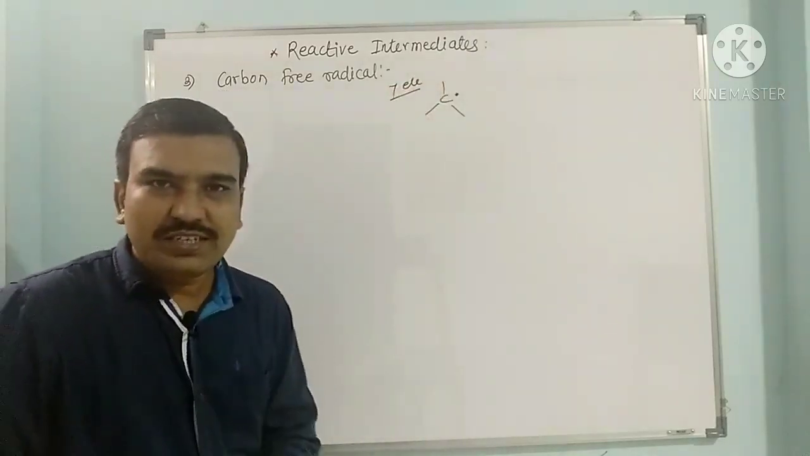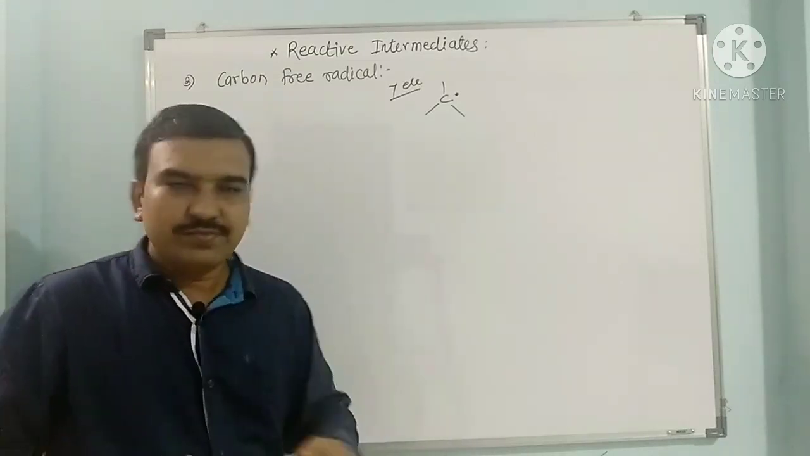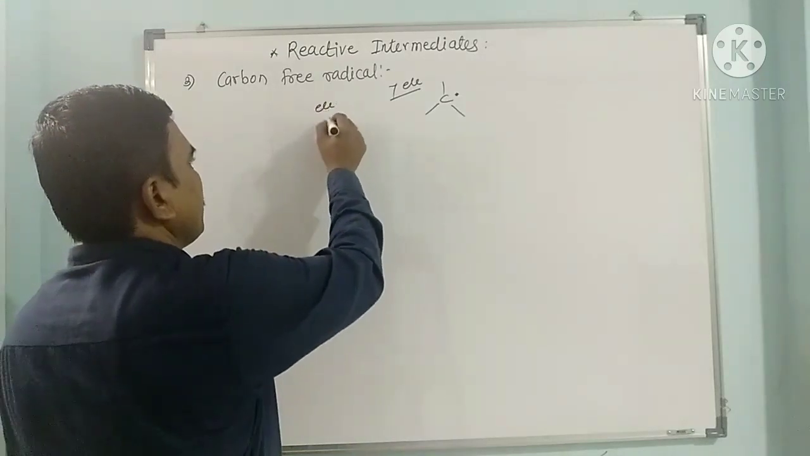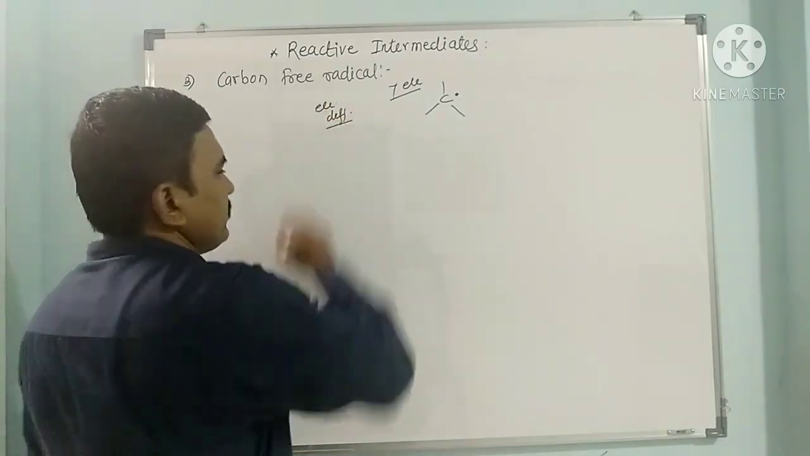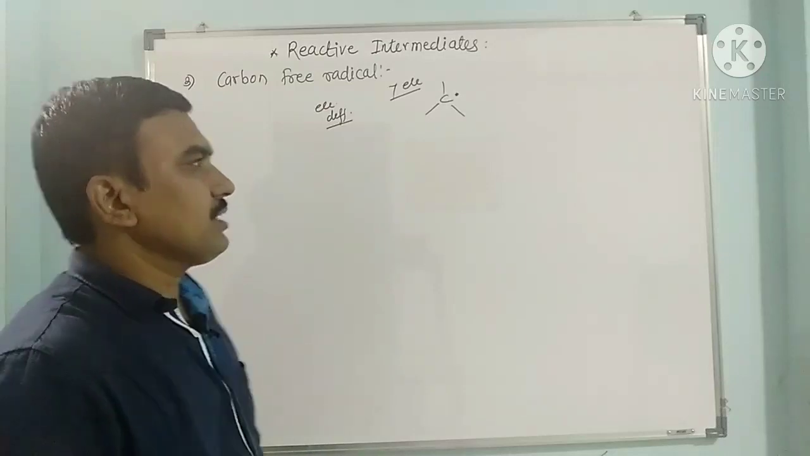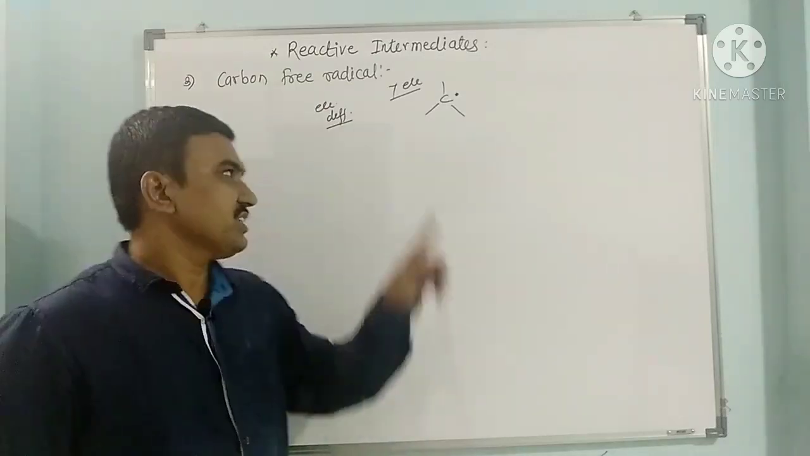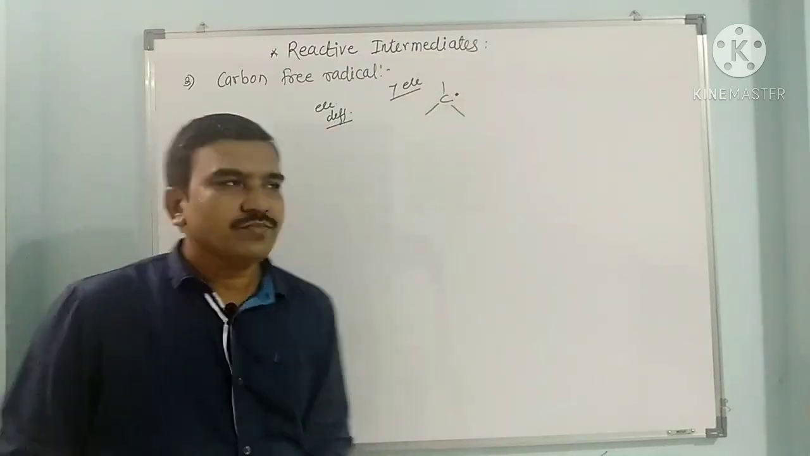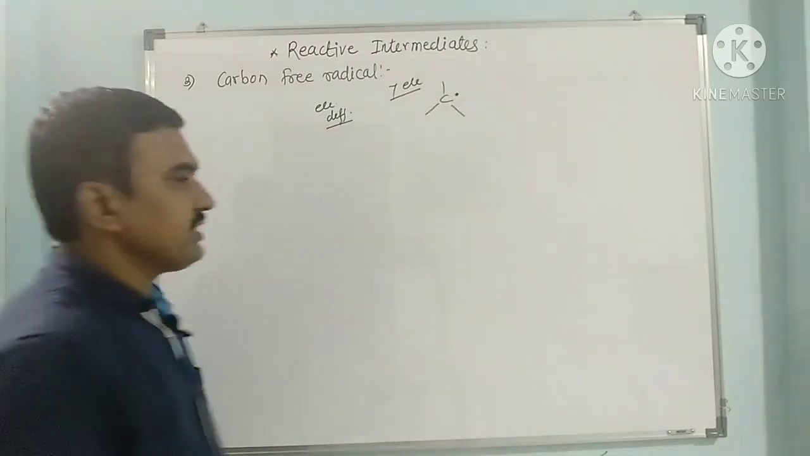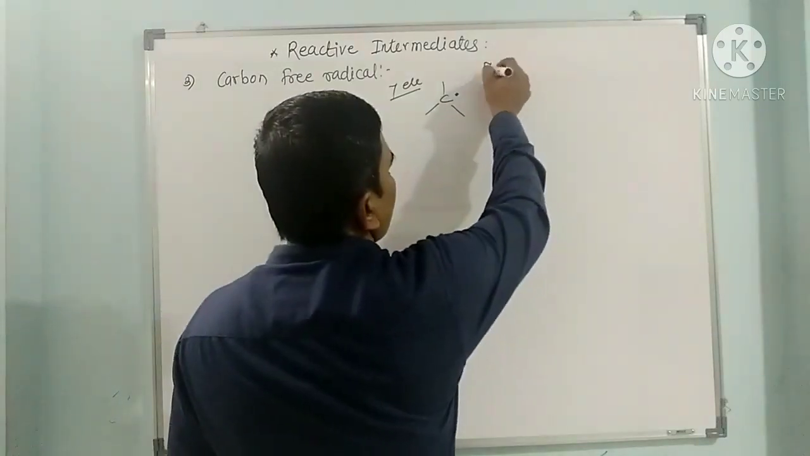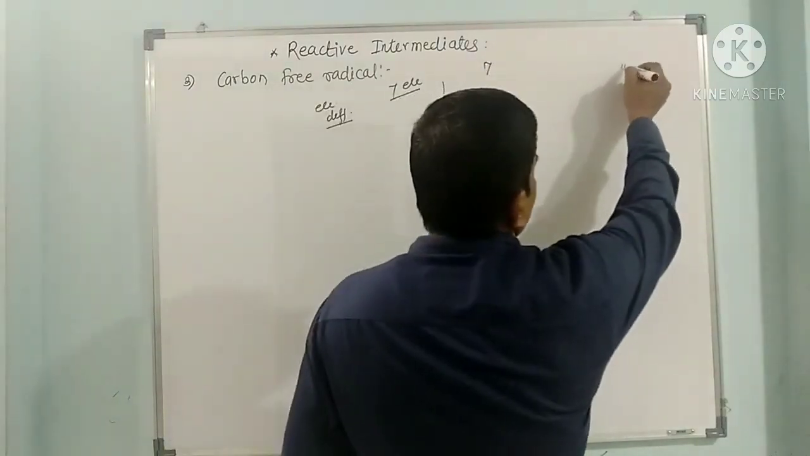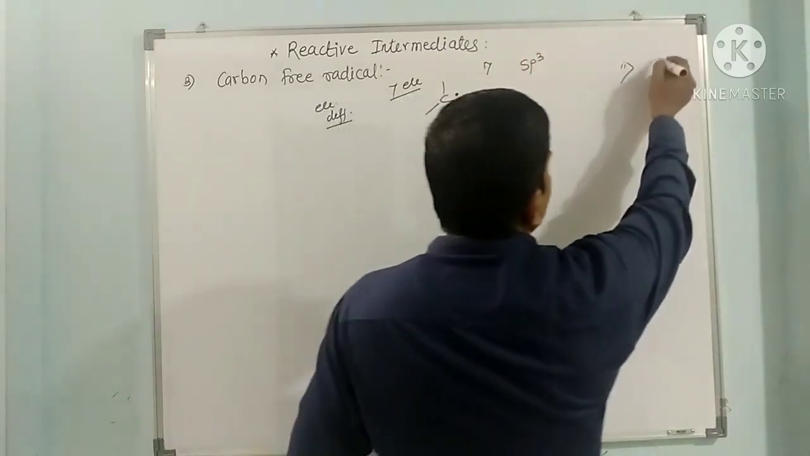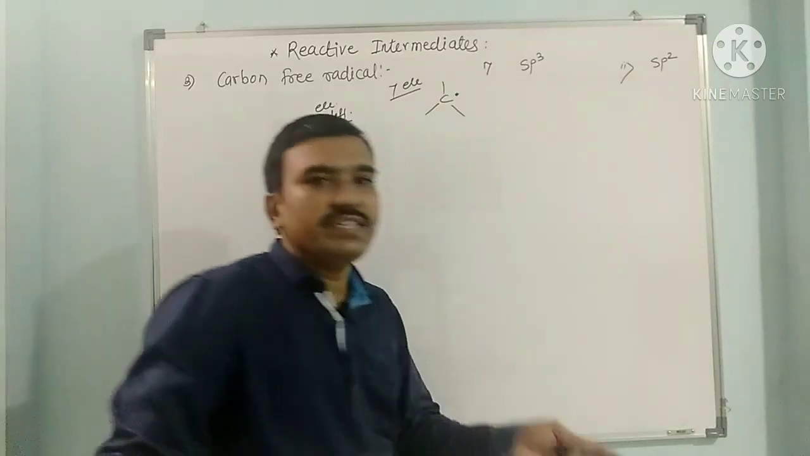How many electrons should be there to complete the octet? 8. 7 are there. So it is also electron deficient. It is an electron deficient intermediate, with a deficiency of 1 electron. Carbocation has a deficiency of 2 electrons, but here there is a deficiency of 1 electron because one unpaired electron is there. If you see its structure and geometry, it exists in two hybridizations, one is sp3 and second is sp2. Both are interconvertible.